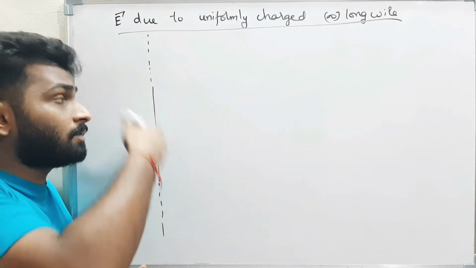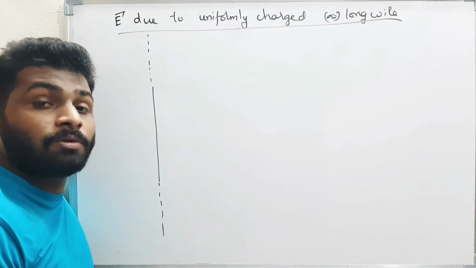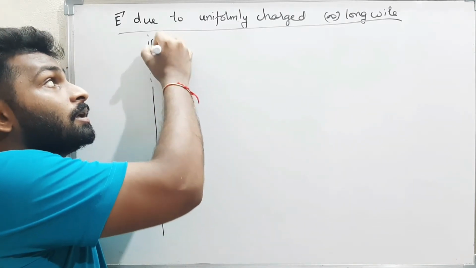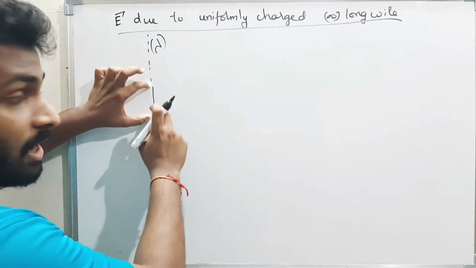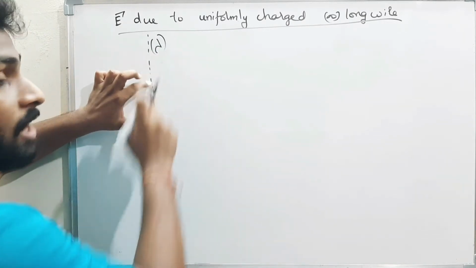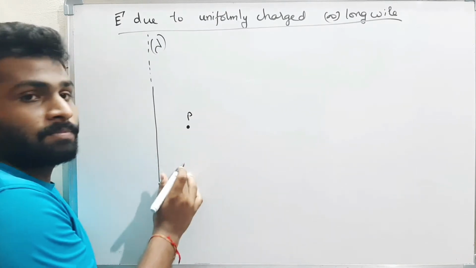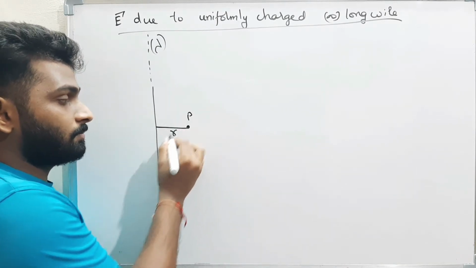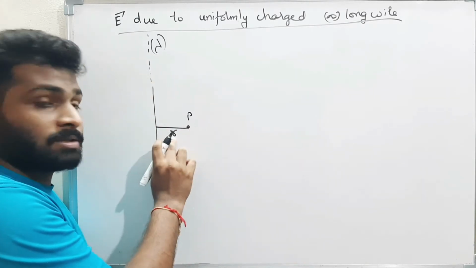Now, what is the charge for this infinite wire? It is an infinite wire. What is the charge? We can't say the charge. Therefore, they gave me the lambda. What is lambda? Linear charge density. That means if I take 1 meter of wire, the charge present in this 1 meter of wire is nothing but lambda. Now, they told us to find the electric field intensity at the point P, which is at a distance R from the wire.